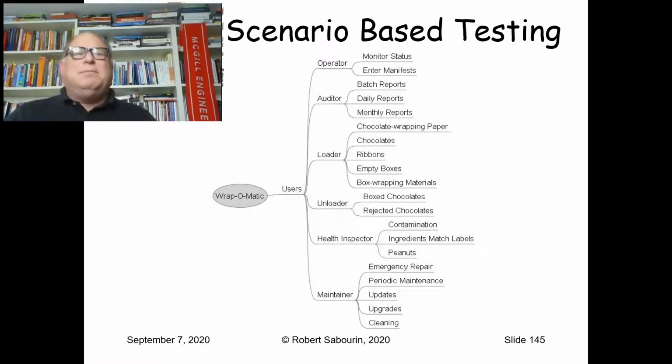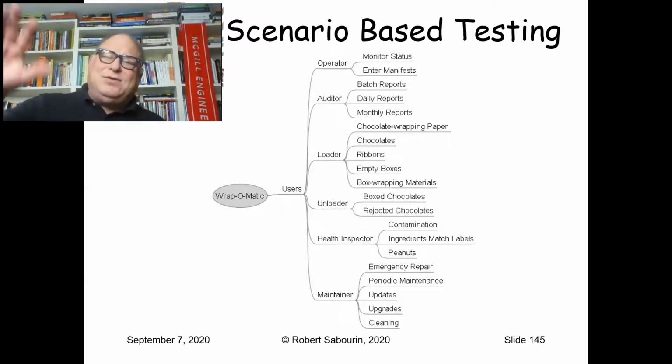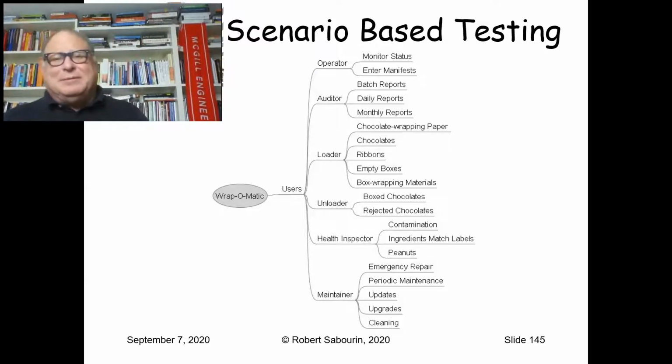So an auditor's job is to say, does the reporting match the reality? And their job is to identify and report any discrepancies, or to show with some sort of statistical confidence that there's consistency. That's the auditor. Then the loader is someone who loads materials into the Wrap-O-Matic. So the loader loads papers, chocolates, ribbons, boxes, wrapping materials, etc. That's the loader. The unloader removes things. So the loader puts things, the unloader removes things.